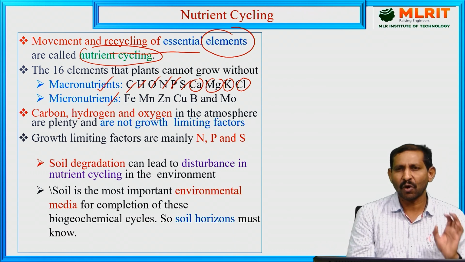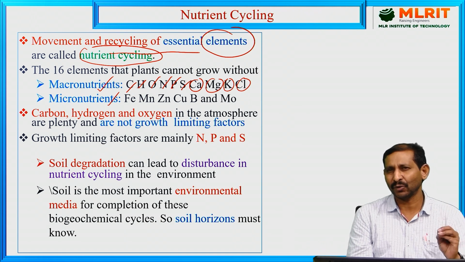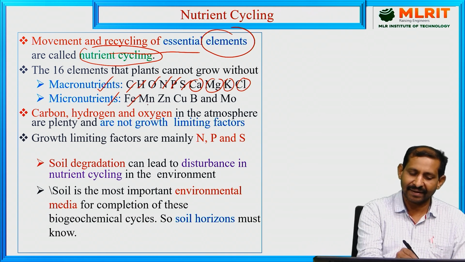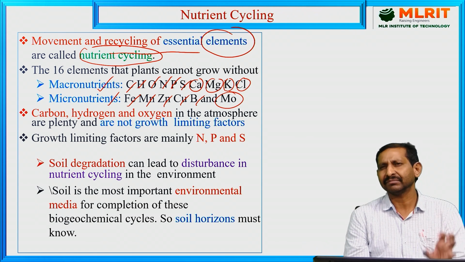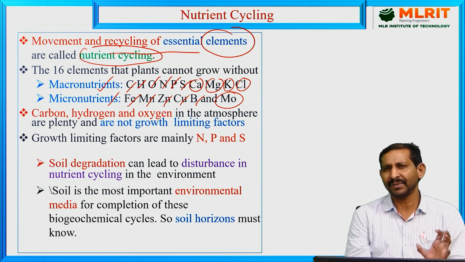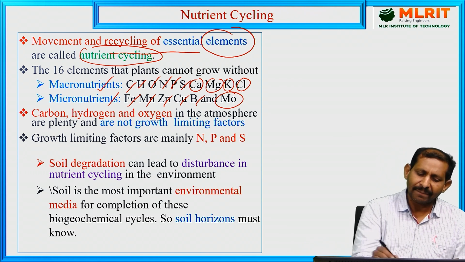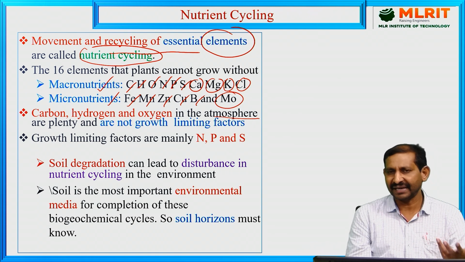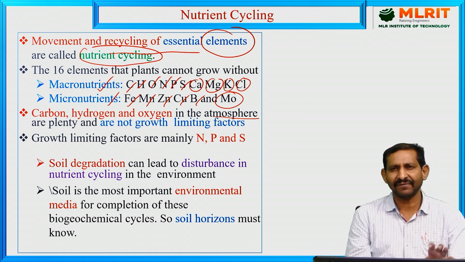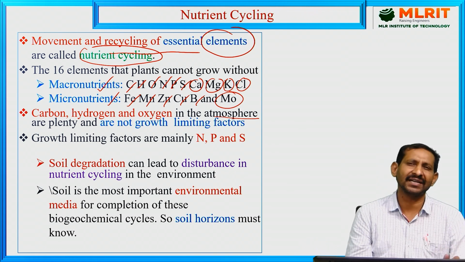Micro means that a very small quantity is also required, and only then will the plants grow. They play a crucial role in the growth of plants: iron, manganese, zinc, copper, boron and molybdenum. These play very important roles in the growth of plants. Here carbon, hydrogen and oxygen are plentifully available in the atmosphere, but these are not limiting factors. Carbon, hydrogen, oxygen are not limiting factors because they are plentifully available in the atmosphere.